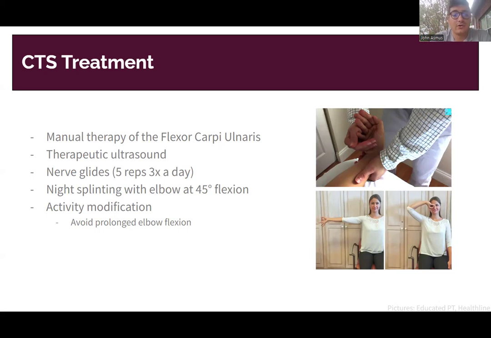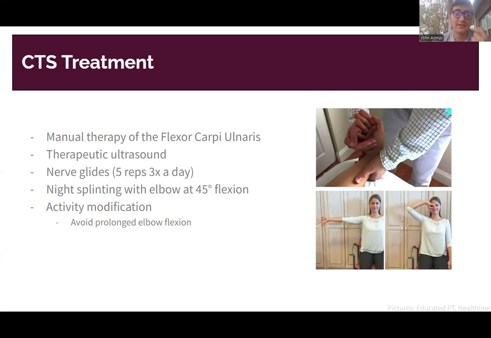Next, I do therapeutic ultrasound. Ultrasound's great for trigger points, any sort of muscular hypertonicity, including flexor carpi ulnaris. It's great for reducing pain. So I would do it over flexor carpi ulnaris. I would do it over the cubital tunnel itself. I just do it all around the area. Anything that could be pulling and tensioning on that nerve, we want to loosen it up.